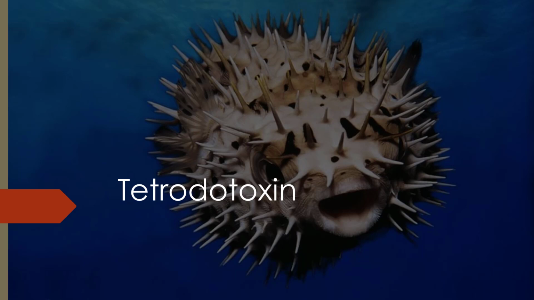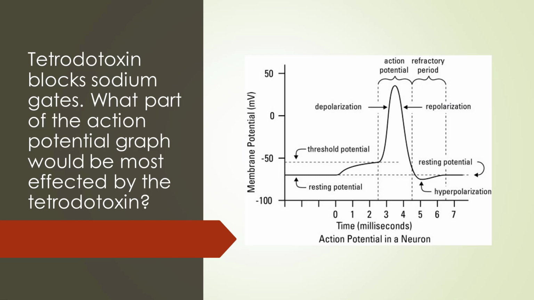So what tetrodotoxin does is it jams up the sodium-gated channel. That's what it prevents from opening. The sodium-gated channel is unable to open. So, same question as before. Looking at the action potential graph, what happens? How is the action potential affected? What would the graph look like in the presence of tetrodotoxin?